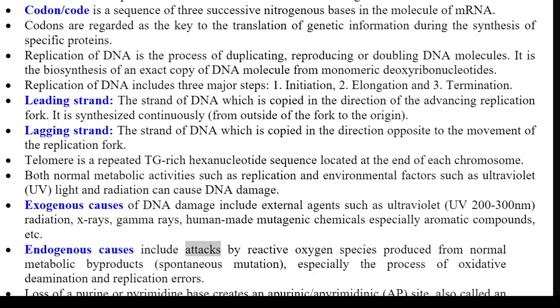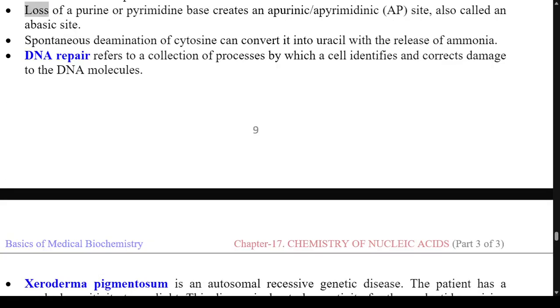Endogenous causes include attacks by reactive oxygen species produced from normal metabolic byproducts, spontaneous mutation, especially the process of oxidative deamination, and replication errors. Loss of a purine or pyrimidine base creates an apurinic/apyrimidinic (AP) site, also called an abasic site. Spontaneous deamination of cytosine can convert it into uracil with the release of ammonia.